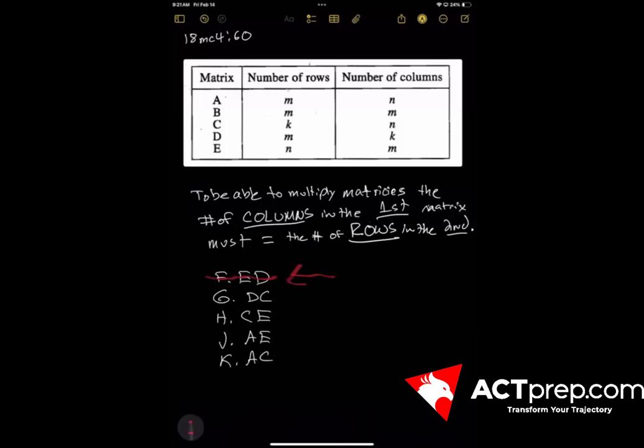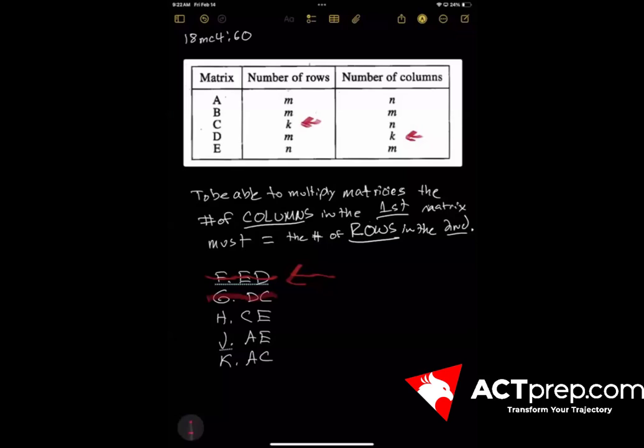All right, G. So we're doing D times C. So D is our first matrix, which is going to be K for our number of columns in our first matrix, and times C, the number of rows is also K. So we can go in and eliminate that one because we can multiply it and we're looking for the ones that we can't.